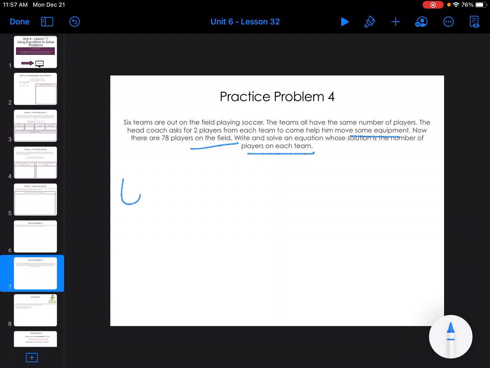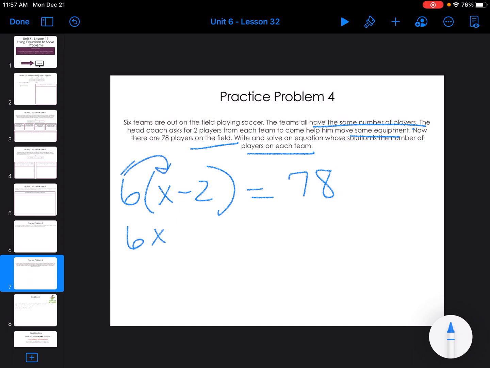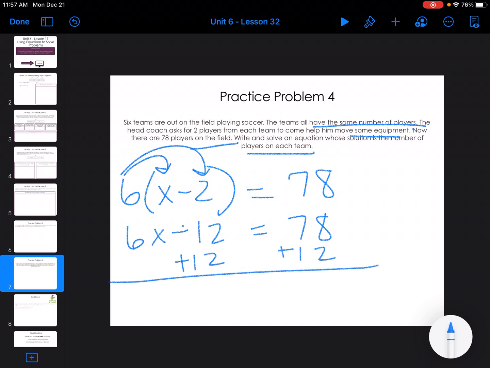Okay, so there were 6 teams. And then they took a player from each one. So we had the members and they took 2. And each had the same number of players. That's how I know I have to use the parentheses. Equals 78. So now I'm going to do 6x. 6 times a -2 is a -12. Now to zero out, I'm going to add 12 to each side. Get 90.